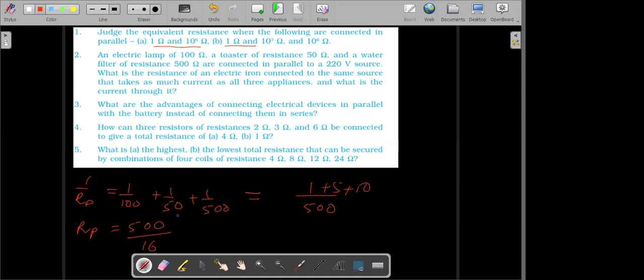So how much is the resistance? 500 divided by 16. 31.25 ohm, sir. Okay, so it's 31.25 ohm. Then what is the current through it?